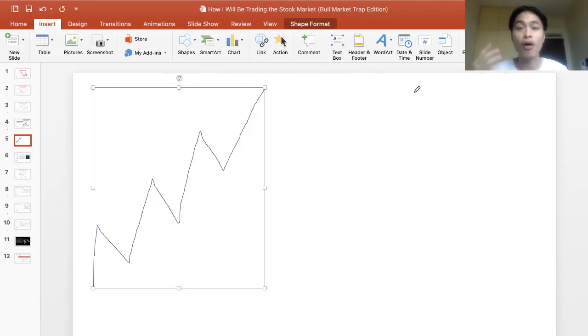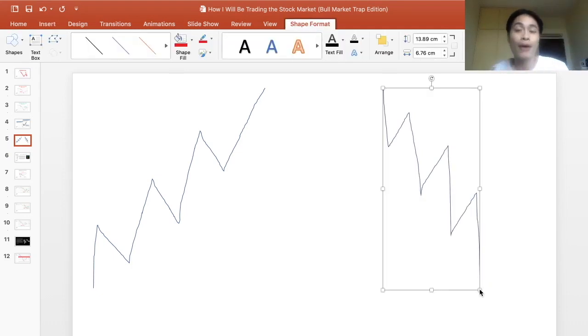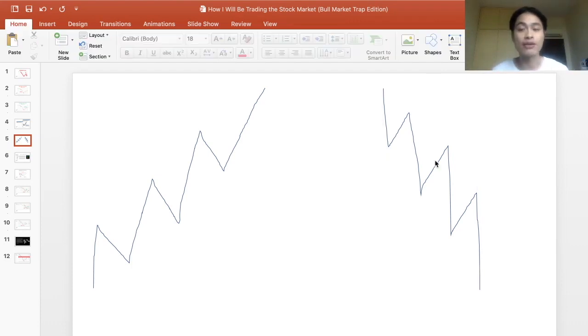So again, for a bear market, prices do not fall in a straight line. Instead, it goes down, goes up, goes down, goes up, goes down, and so on and so forth, right? So that is how prices move in a bear market. So taking a look at this graphical illustration, where do I believe we are currently in the stock market?